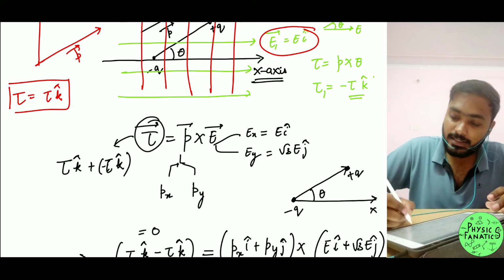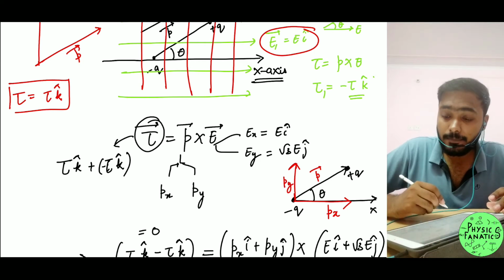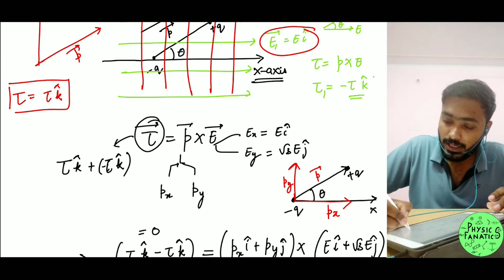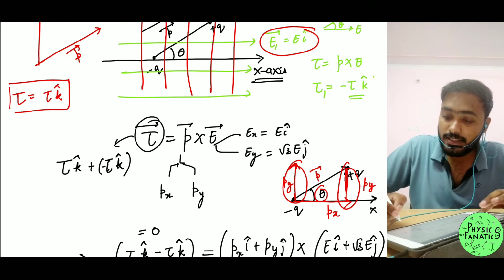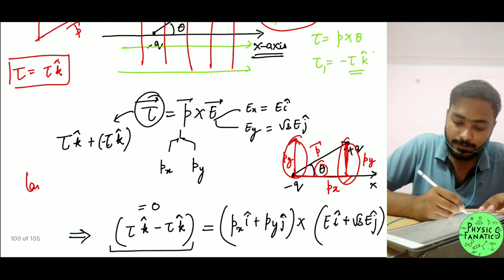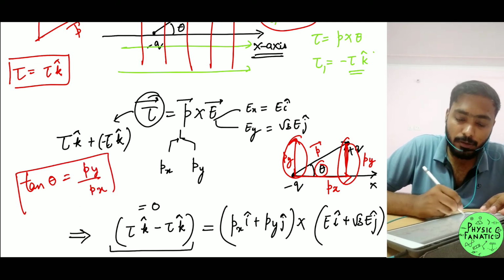So I can very nicely say it has one component along x, which is px of this p vector, and one component along y, which is py, right? If I want to find the value of theta, I can make a triangle. This py can be shifted here. So tell me, tan theta will be equal to py upon px, that is perpendicular upon base.